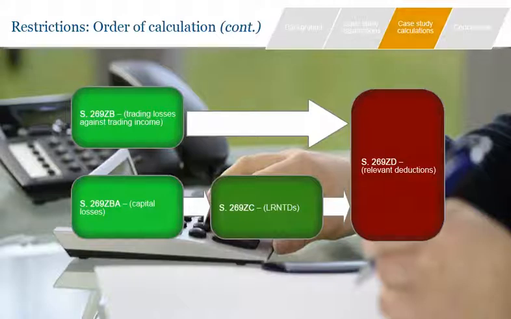In practice, this means that the chargeable gains allowable amount must be calculated before the non-trading income allowable amount. Then, the allowable amount for trading losses relievable against trading income and the allowable amount for loan relationship non-trading deficits must also be calculated before the final allowable amount for the relevant deductions can be determined. The graphic on the slide illustrates this interrelationship.